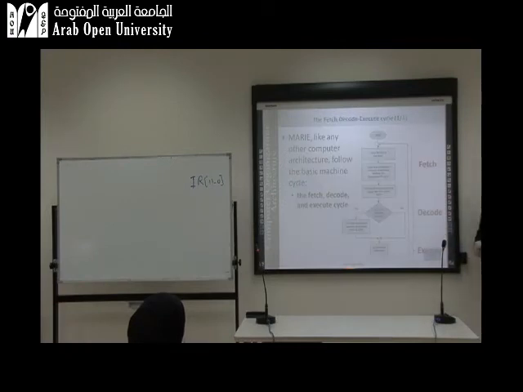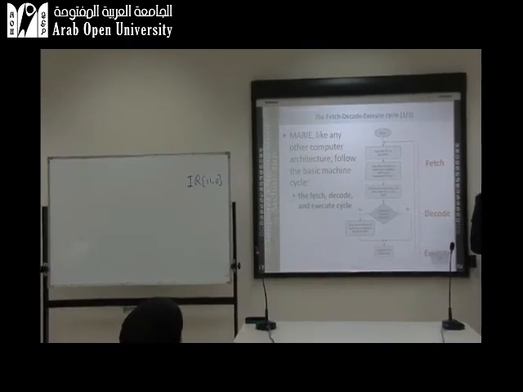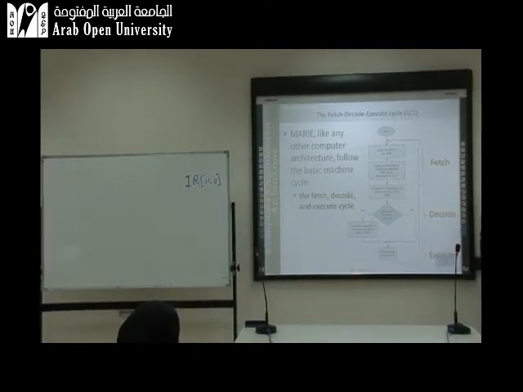So this is an algorithm to show you what really happens. In all computer systems, we always have a fetch, decode, execute cycle, as we've seen in chapter one. Each fetch, decode, execute cycle is only for one instruction. During the fetch, what is the main idea? It is to take the instruction and store it in the CPU, to be later decoded and executed.